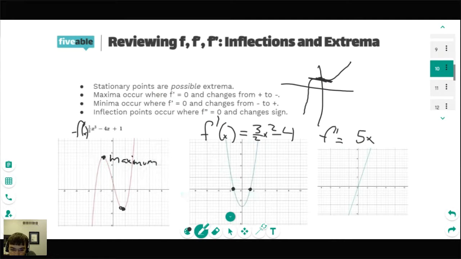Oh, we got another question here. You're right. F double prime should be 3x.